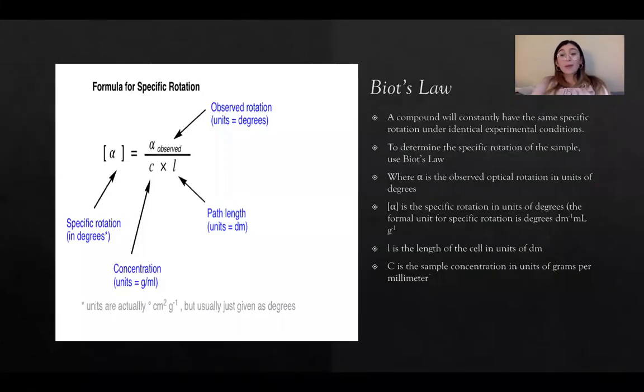Now, I believe this is Biot's law because it's French, but I'm not too sure either. It's a law that says that a compound will constantly have the same specific rotation under identical experimental conditions. To determine the specific rotation of the sample, we use Biot's law, where right here, our observed rotation is the observed optical rotation in units of degrees. And then we're going to have our specific rotation right here.